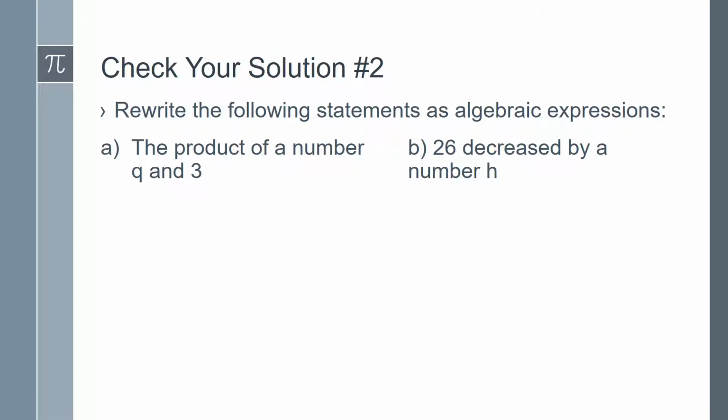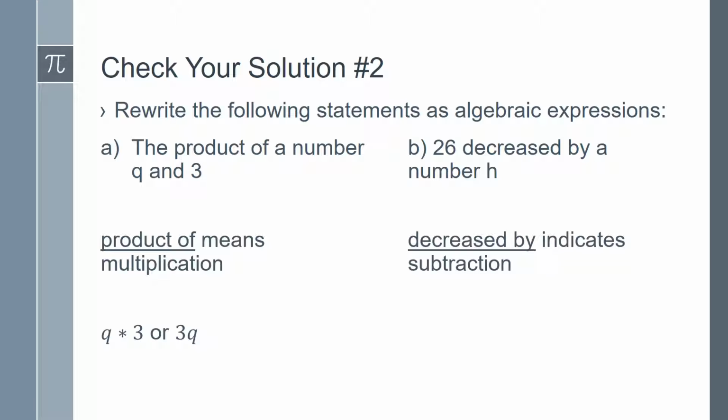For part A, the key phrase is product of. Product of means multiplication, so we can write the expression q times 3 or 3q. This represents the phrase the product of a number q and 3. For part B, the key word is decreased. Decreased by indicates subtraction, so we can write the expression 26 minus h. This represents the phrase 26 decreased by a number h.